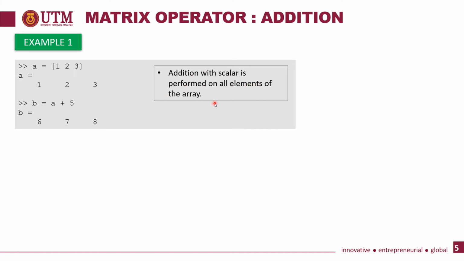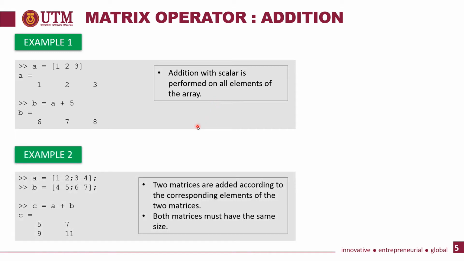The second part is when we have two matrices altogether. The first example is about a scalar number adding with a matrix, but the second one is a matrix added with another matrix. Two matrices are added according to the corresponding elements of the two matrices, but both matrices must have the same size.